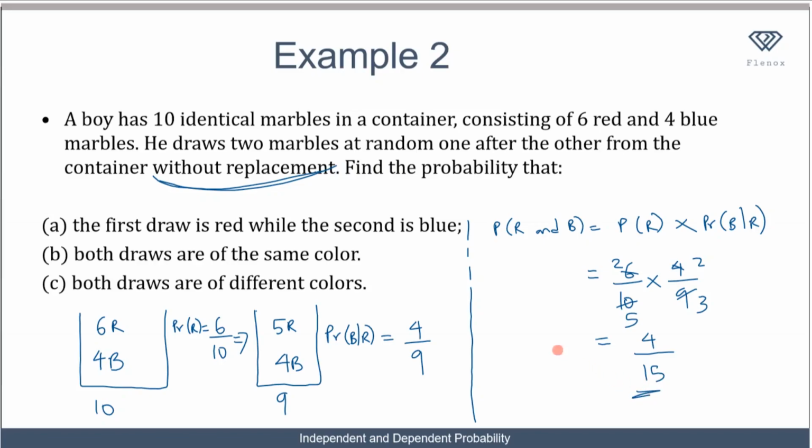So the probability of picking the first as red and the second as blue is 4 over 15. Now just as comparison, if these two events were with replacement, then they would be independent events. So the probability would have been 6 over 10 times 4 over 10, because I would replace it back and still have my 10 balls altogether. But because I didn't replace the ball, the total number of balls has reduced to 9. That is why I'm multiplying by 4 over 9 to get 4 over 15.